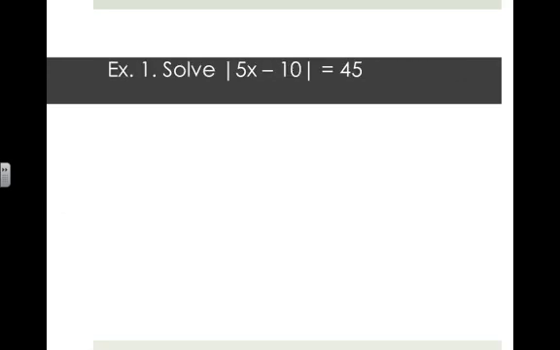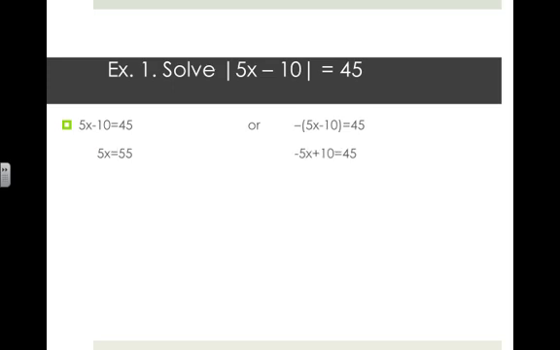Okay, so our first problem is we're going to solve the absolute value of 5x minus 10 equals 45. So we're going to write our two possible equations here. So we're going to have 5x minus 10 equals 45, or the opposite of 5x minus 10 equals 45. So negative quantity 5x minus 10 equals 45.